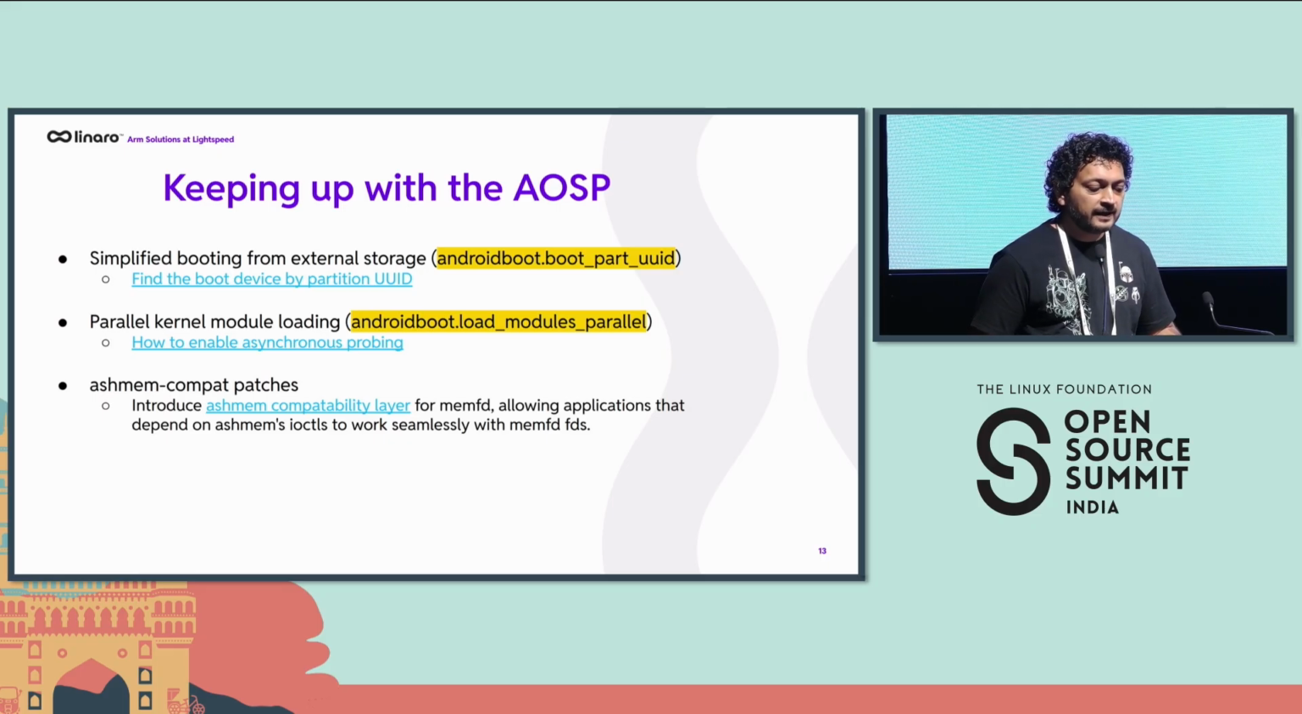A new kernel command line argument got added to find the AOSP boot device based on the partition UUID. One of the catches that we ran into is that the UUID parsing is case sensitive. So UUID should be in lowercase letters, otherwise it won't work. So this was the status a couple of months ago. I'm not sure if they have already fixed it or not, but I just wanted to point that out.